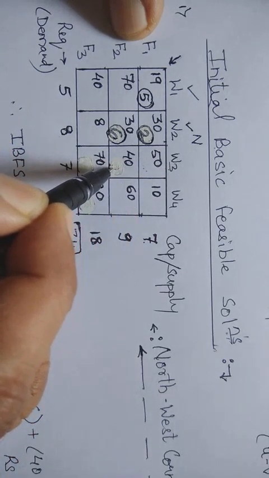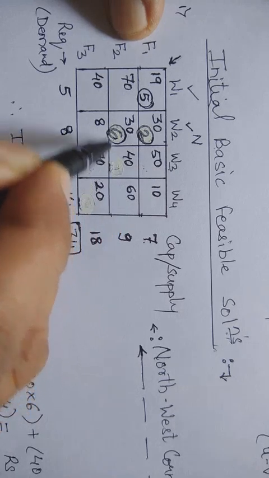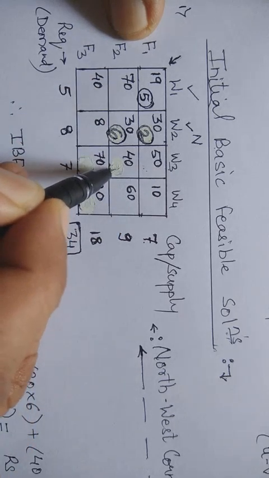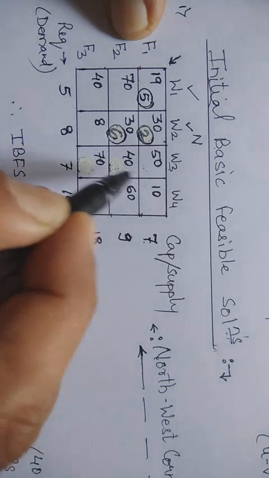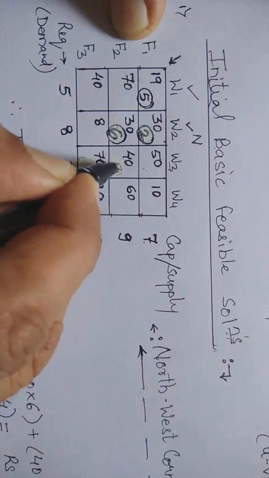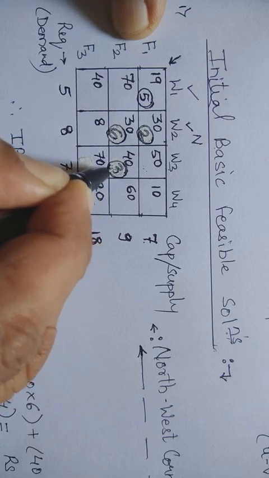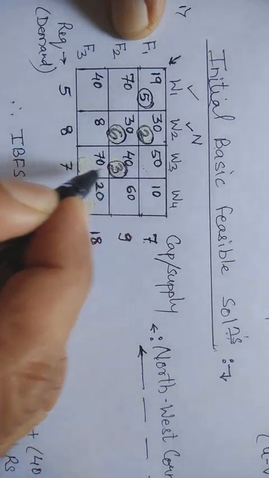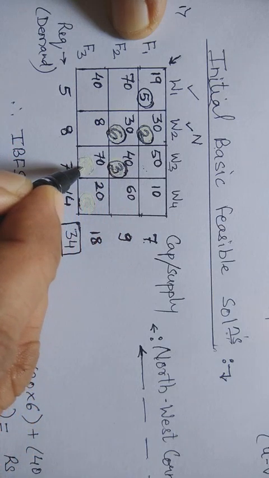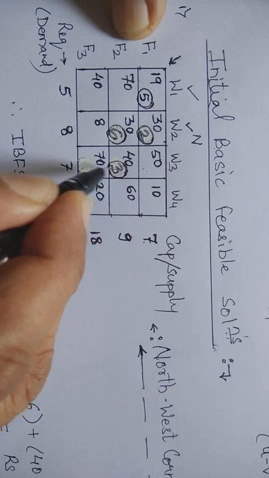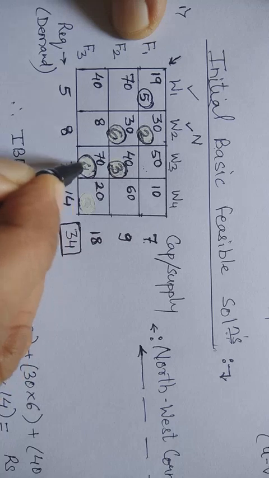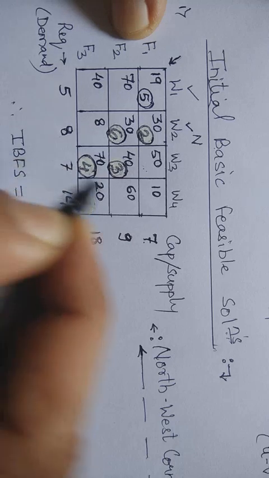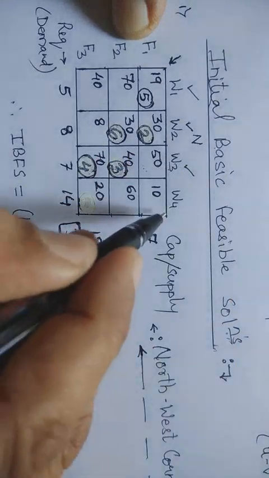Can F2 supply the parts to W3? Yes. Its capacity was 9, but 6 has been given, so only 3 are remaining. W3 wants 7, but only 3 are remaining. So it will take 3 from factory 2 and then go to factory 3. Out of 7, 3 are taken from factory 2, remaining 4 are there. It will take 4 from factory 3. 3 plus 4 is 7. W3 is satisfied. Now only the W4 column is remaining.